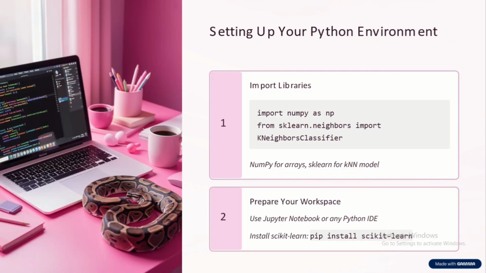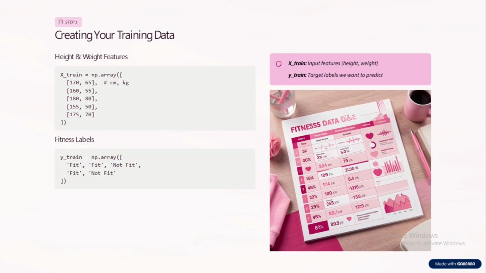Setting up your Python environment. For today's project, we need Python, NumPy, and Scikit-learn. We can use Google Colab or Jupyter Notebook or any Python IDE. Don't worry, I'll explain every line. Creating your training data. Our dataset contains height in centimeters, weight in kgs, and fitness label. This is called training data. The model learns patterns from this data.